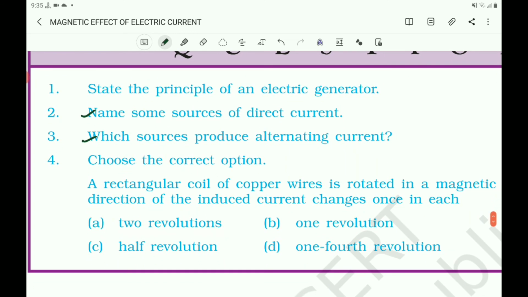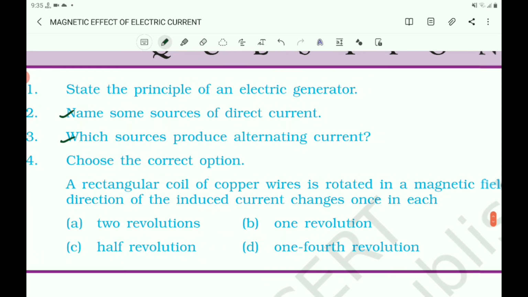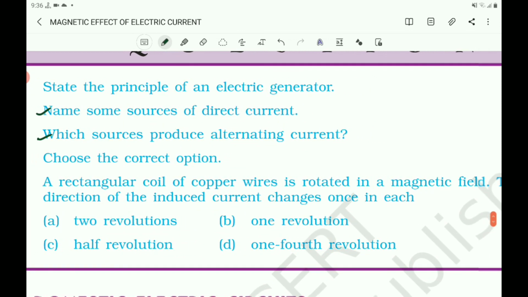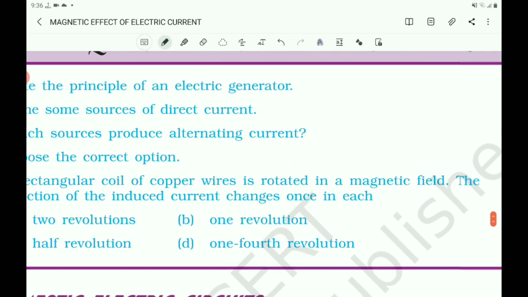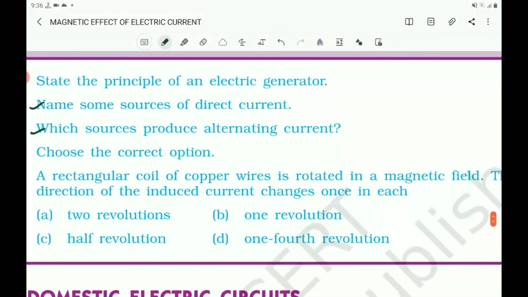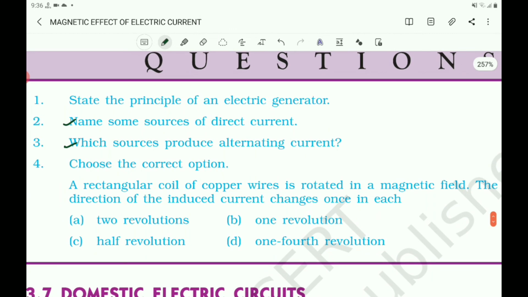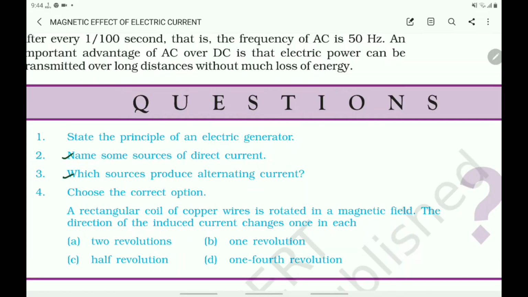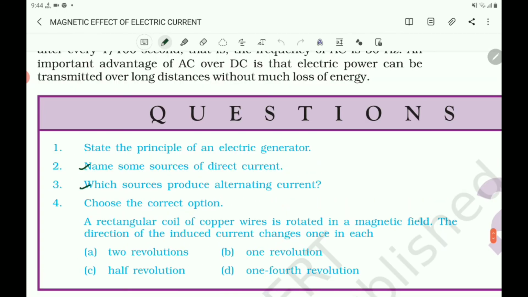The fourth one is choose the correct options. A rectangular coil of copper wire is rotated in a magnetic field. The direction of the induced current changes once in each. What is the answer here? The answer is C. Once in half revolution is the answer. That is C.